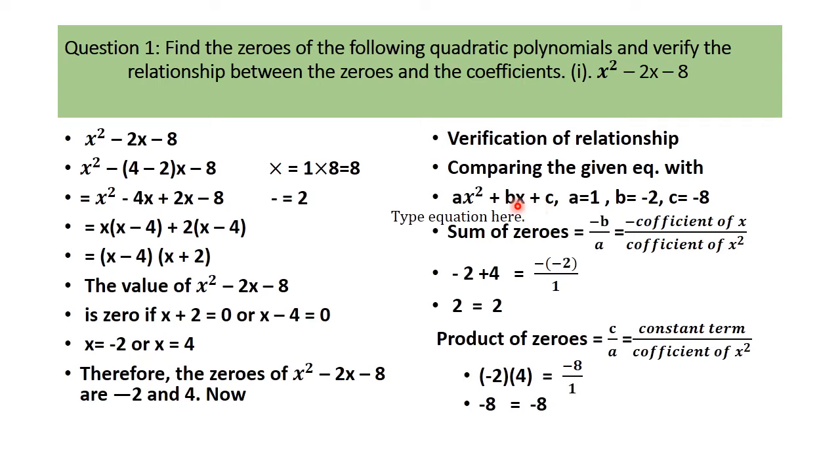This is the general term of a quadratic polynomial. Here we will compare it with this. Here a is 1, b is minus 2 and c is minus 8.